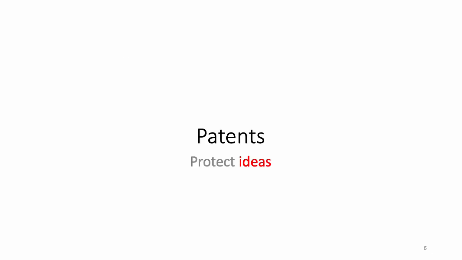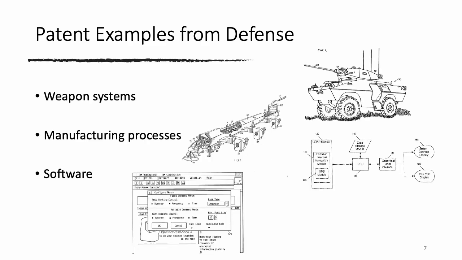First, let's go through patents. Now we're going to be talking about protecting ideas. Some examples from the Department of Defense: you look at weapon systems, and a manufacturing process certainly applies. Software, where patenting a GUI is particularly challenging, you might want to do something like a design patent for that. But software certainly is patentable, with some challenges we'll talk about in a little bit.